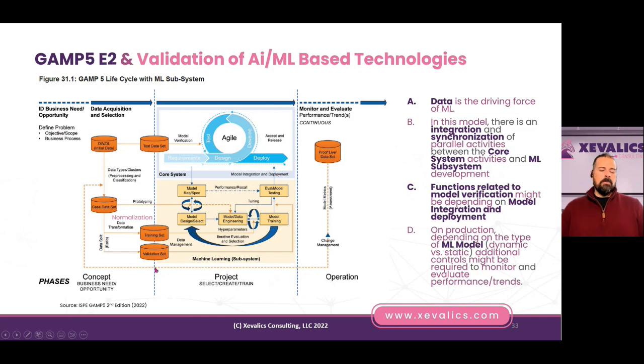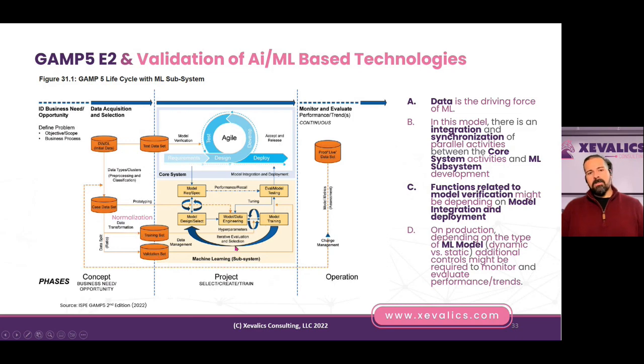If we follow the GAMP 5 life cycle approach, we have concept, project, and operation. What is different is how important and relevant having data is now, even from the concept. We have to make sure that our data warehouse and data lakes are worked on. We have to define our data sets, case data sets, training set, and validation set. We also have activities related to data, making sure that data has been normalized.